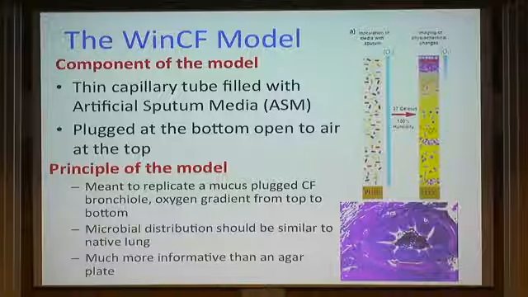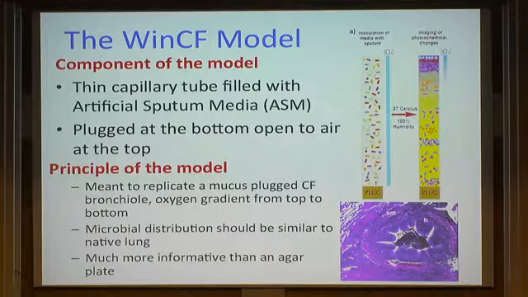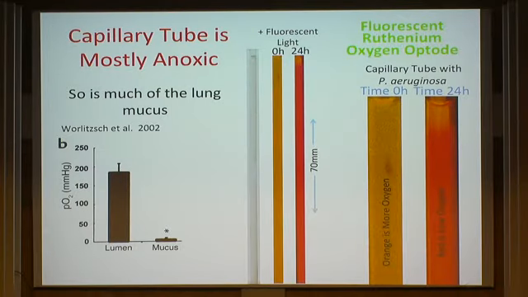Basically, all it is are thin capillary tubes that are about 70 millimeters long and 4 millimeters in diameter, the same ones that doctors use to take blood in the doctor's office, and fill them with what's called artificial sputum media, which is basically fake sputum, our best effort to reconstitute mucus. Sputum is the mucus coughed up from a CF patient's lung. I plug it at the bottom and leave it open to air at the top. So it mimics a plugged bronchiole and sets up these stratified communities. Basically, it's meant to replicate a mucus-plugged CF bronchiole, which you can see here, which we know exists in this disease.